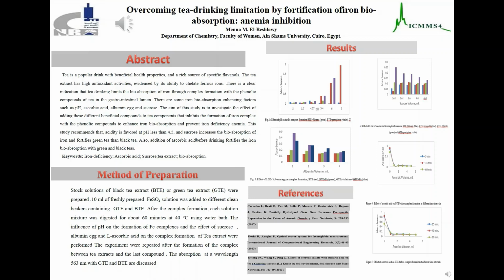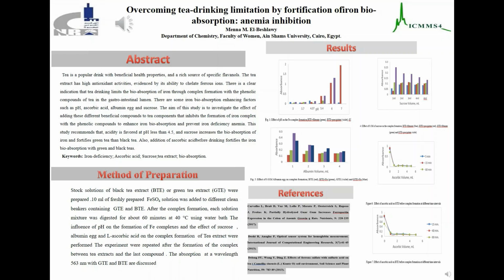Using a water bath, the influence of pH on the formation of iron complexes and the effect of sucrose, egg albumin, and L-ascorbic acid on the complex formation of tea extract were examined. The experiments were repeated after the formation of the complex between tea extract and the added compound. The absorption at a wavelength of 563 nanometers with green tea extract and black tea extract is discussed.